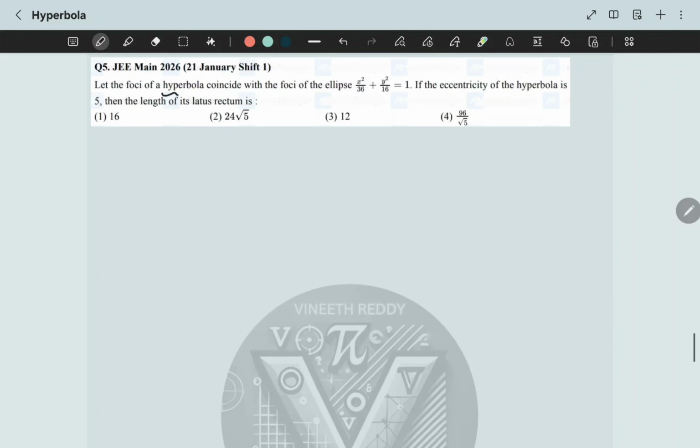The next question says, let the foci of a hyperbola coincide with the foci of the ellipse. I think we have seen this type of question previously also. If the eccentricity of the hyperbola is 5, then the length of its latus rectum.